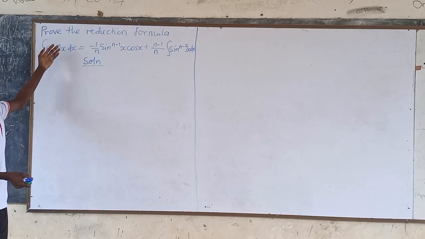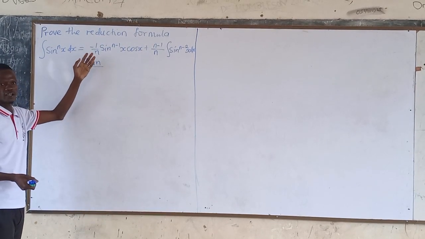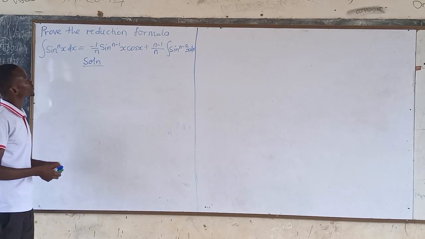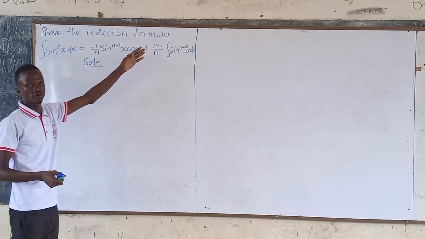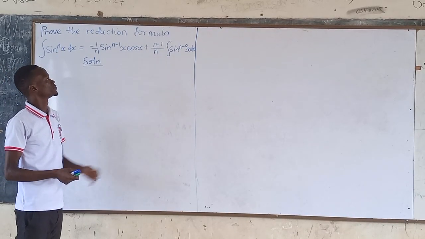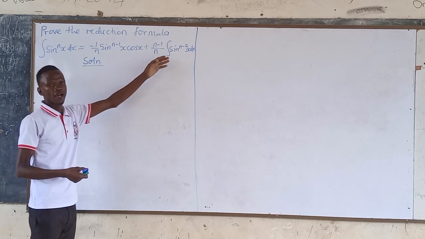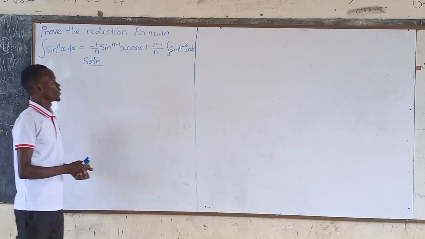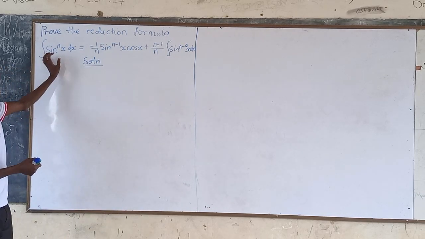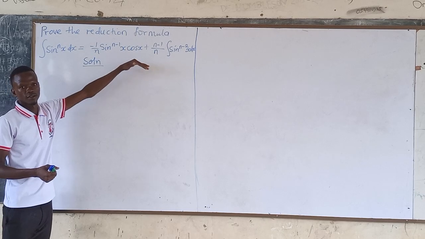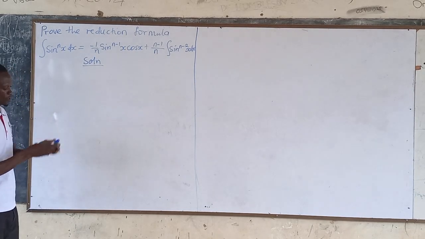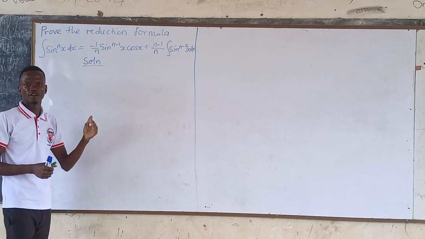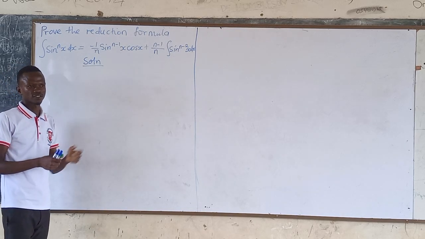integral of sine x raised to the power n dx equal to negative 1 over n sine x raised to the power n minus 1 cos x plus n minus 1 all over n times the integral of sine x raised to the power n minus 2 dx. So we want to show that when you integrate this, it will be equal to this. And so we use the integration by parts when we want to evaluate, or if we want to integrate this particular function.